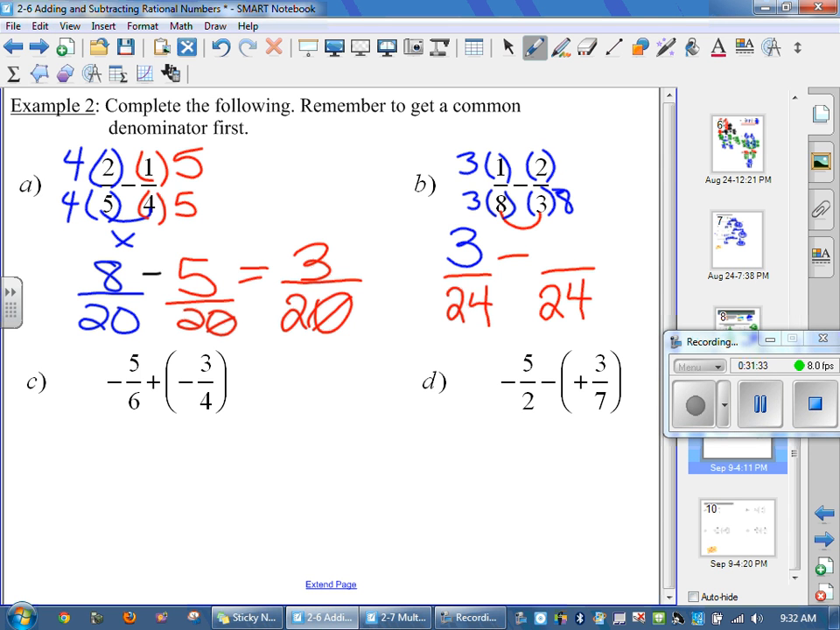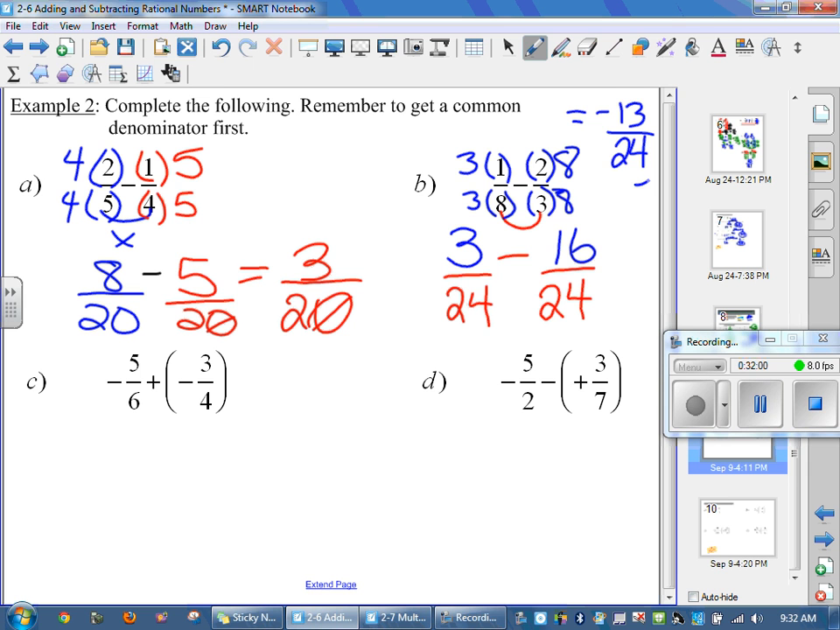So again, think of it in terms of money. That might help. So you have $3, but you owe someone 16. You can only pay them back $3. How much do you still owe them? $13. So we're going to get a negative 13 over 24. Now, is that going to reduce anywhere? No, that doesn't go any smaller. Okay, you guys try C and D and see how you do.